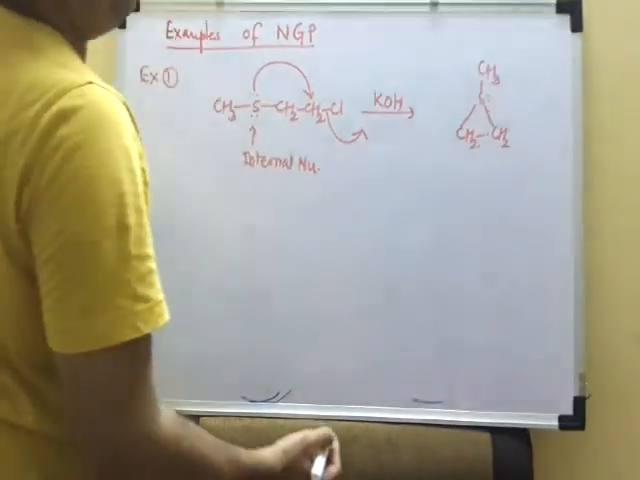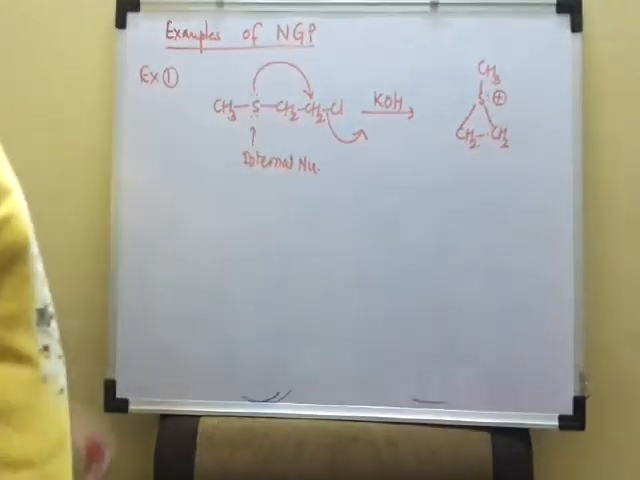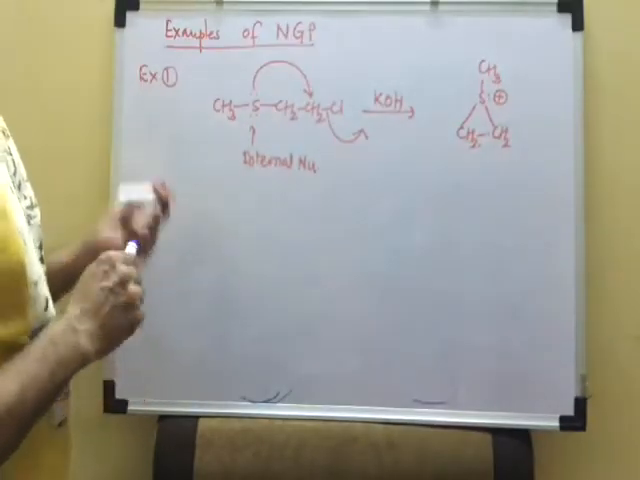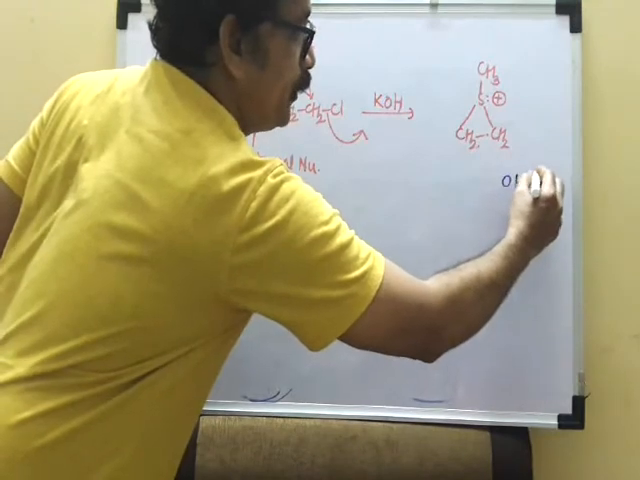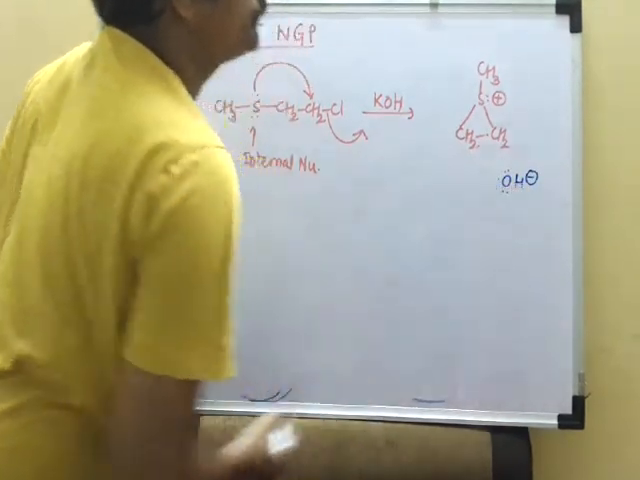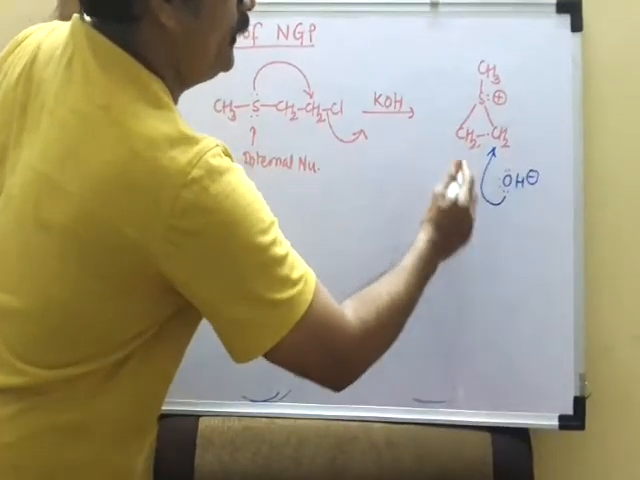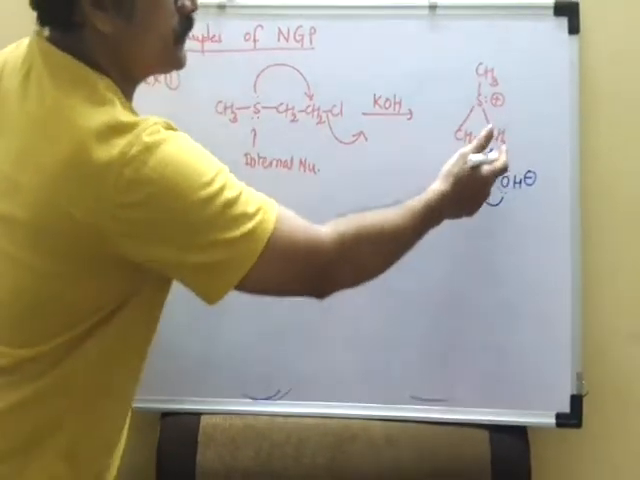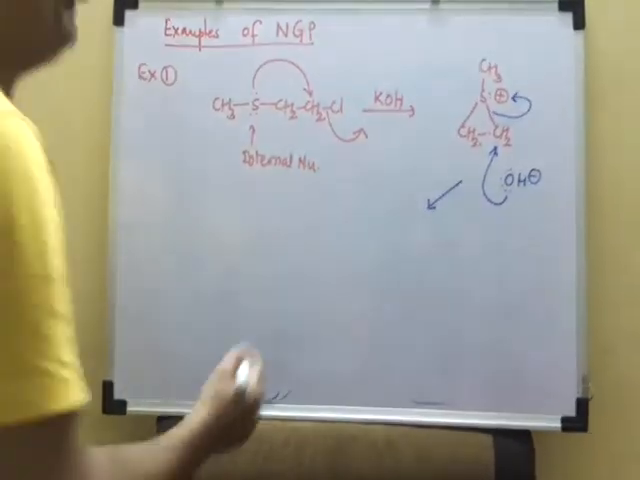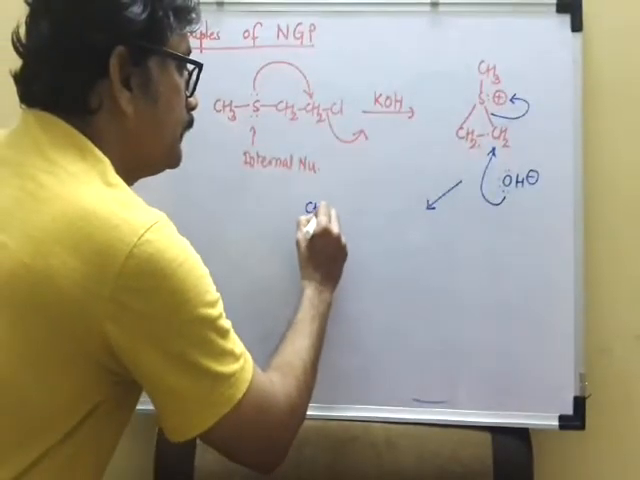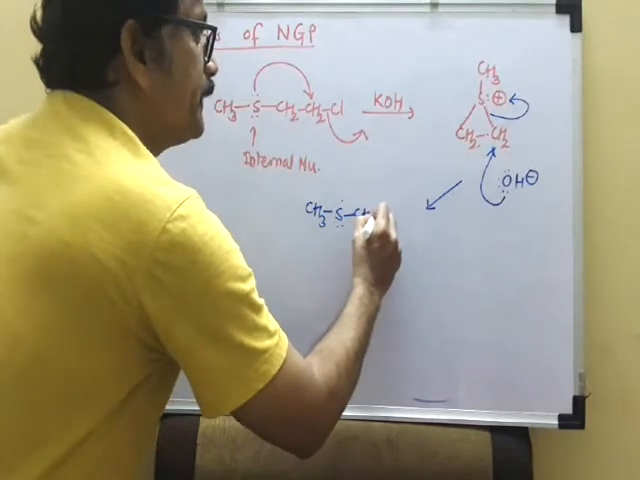Just one lone pair left. You can find out the formal charge. So the positive charge will develop there. Now from this KOH we have external nucleophile OH minus. So that will attack either here or here. Suppose this is attacking here, this lone pair is going back on the sulfur and we get here our substituted product.